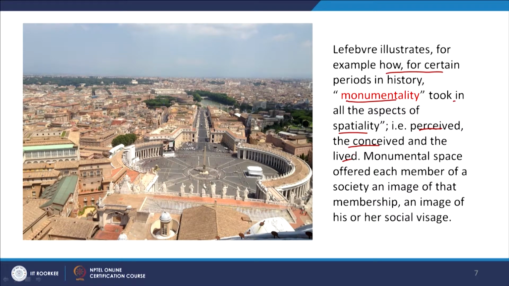Monumental space offered each member of a society an image of that membership, an image of his or her social visage. So in fact the monument itself is a kind of identity; it portrays the identity of its society. If you look at Roman civilization, the development of plazas and monumental styles of buildings portrayed the whole wealth of the nation, and that is how the society got an identity.